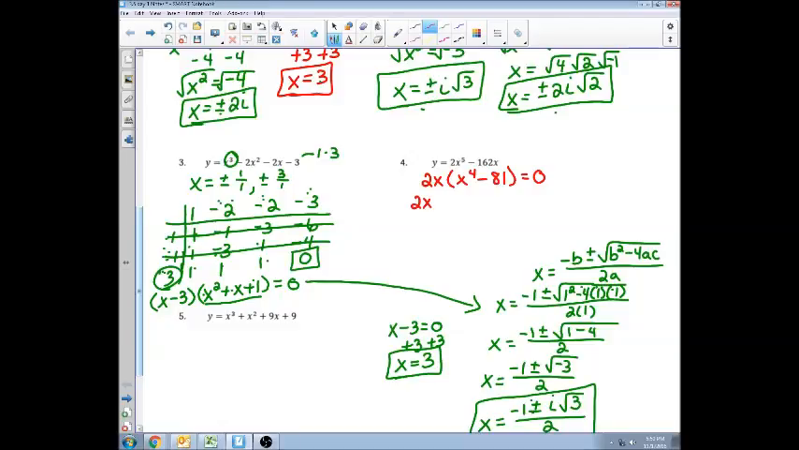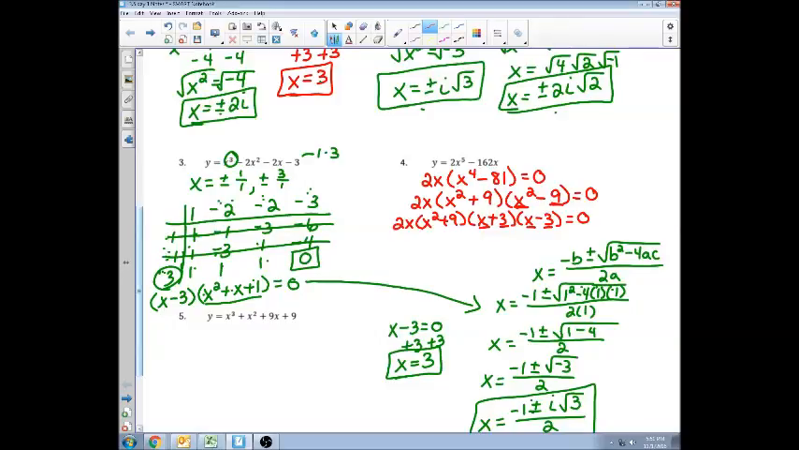2x I can't do much with yet, but x to the 4th is a perfect square. 81 is a perfect square. I do have a subtraction sign, so I can make this x squared and 9, x squared and 9, doing the difference of 2 squares here. I'm going to have an addition sign and a subtraction sign. Well, x squared minus 9 is also the difference of 2 squares, so I can have 2x times x squared plus 9 times x plus 3, x minus 3, all equal to 0. Because the square root of 9 is 3 and the square root of x squared is x, that is why I was able to make that x plus 3 and x minus 3.